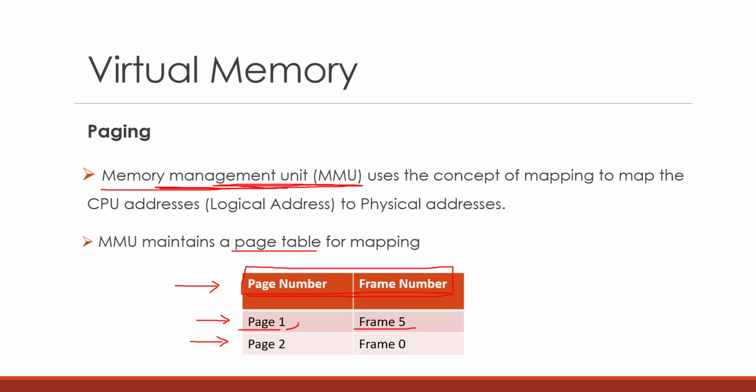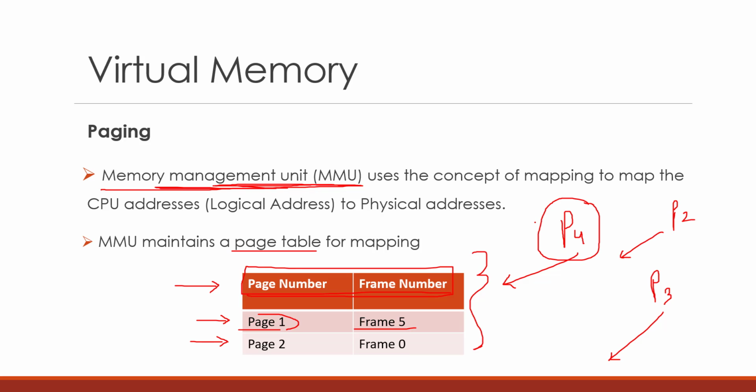For example, this is the page table. Each process will have a page table. P4 will have this table. If there is P3, it will have another page table. P2 will have another page table for itself, right? So each process will have a page table like this that is maintained by the MMU, the memory management unit.